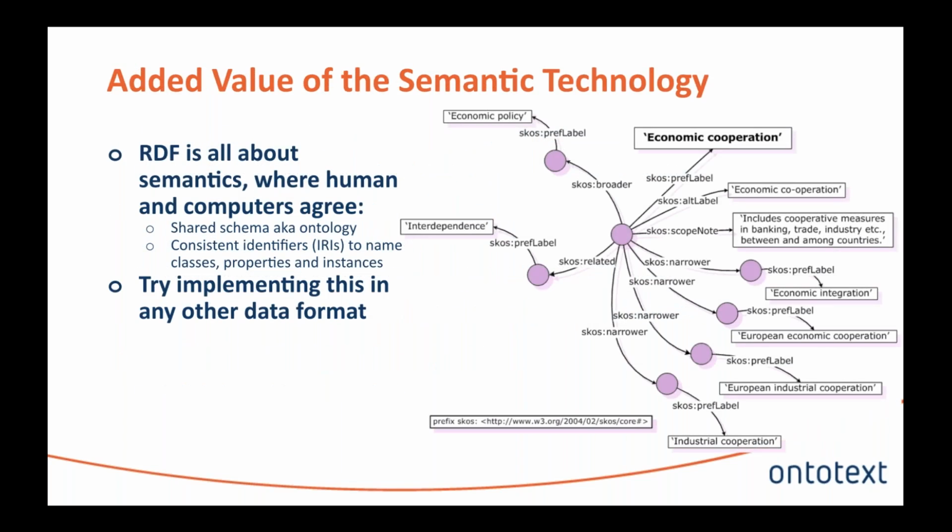And probably one of the core questions which I'm often asked is, what's the added value of semantic technology? And this is our perception: RDF is really all about semantics. And semantics is really about how different people and computers understand models by using shared schemas, which are identified by IRIs. And in these schemas, we have consistent identifiers for the class names, properties, and instances.